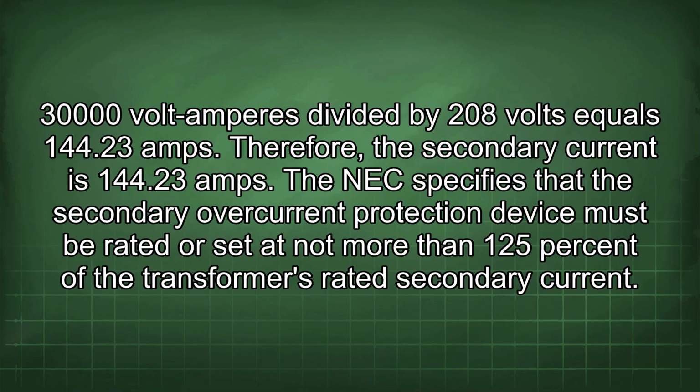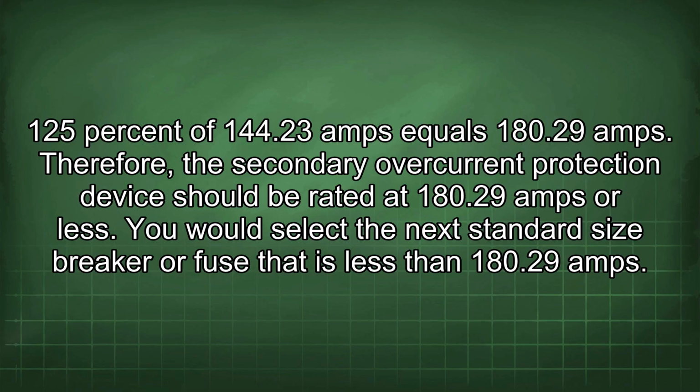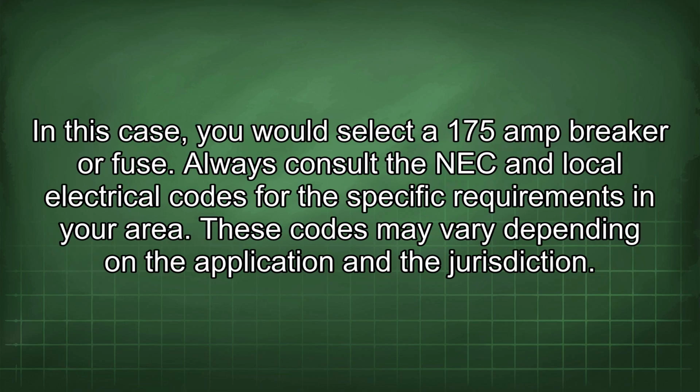The NEC specifies that the secondary overcurrent protection device must be rated or set at not more than 125% of the transformer's rated secondary current. 125% of 144.23 amps equals 180.29 amps. Therefore, the secondary overcurrent protection device should be rated at 180.29 amps or less. You would select the next standard size breaker or fuse that is less than 180.29 amps. In this case, you would select a 175 amp breaker or fuse.